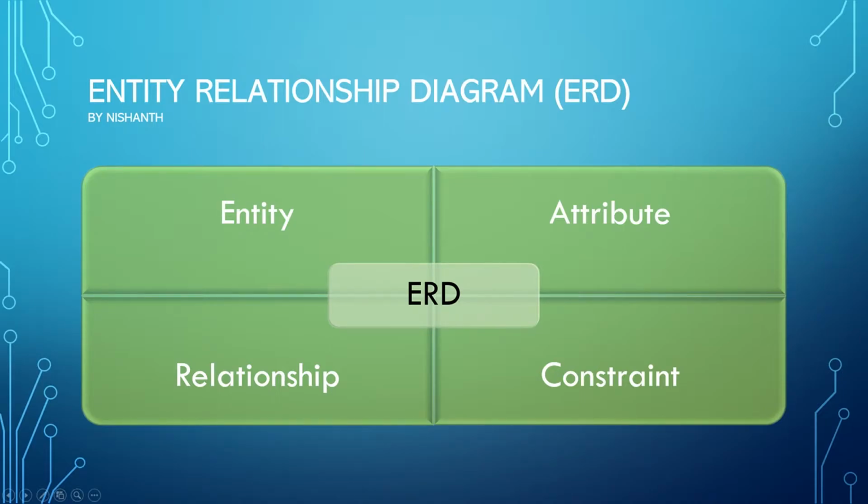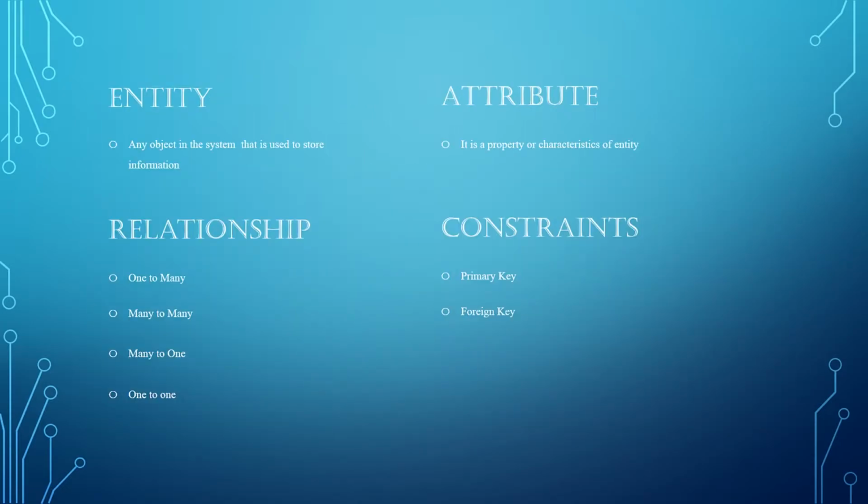So, for the ERD, also known as the Entity Relationship Diagram, the most important things for this diagram are the entity, the attribute, the relationship, also known as the cardinality, and the constraint. The entity is defined as any object in the system that is used to store information, whereas the attribute is a property or characteristic of an entity.